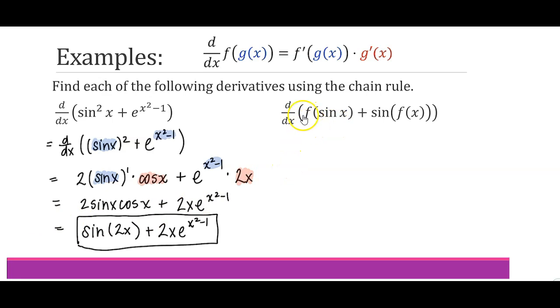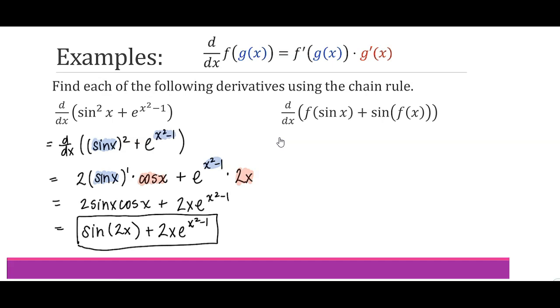In the second example, I have the derivative with respect to x of f of sine of x plus sine of f of x. This is a slightly different example because we have, in each case, one generic function. Here, f isn't a specific function, it's just some function f, and inside of it is sine x. On the other side, I have sine, a specific function, of some generic function f of x. Here we can and still will apply the chain rule because I have two different compositions. Since they're separated by addition or subtraction, I can do each one separately.